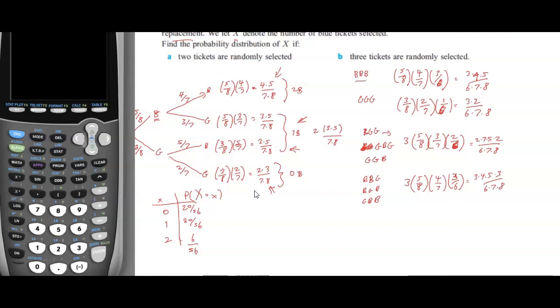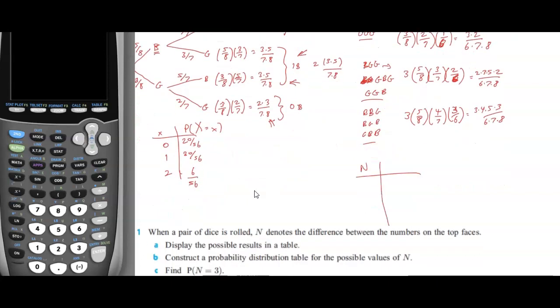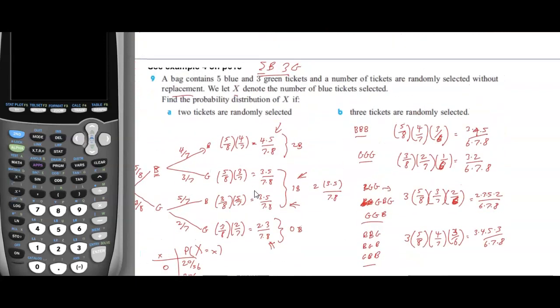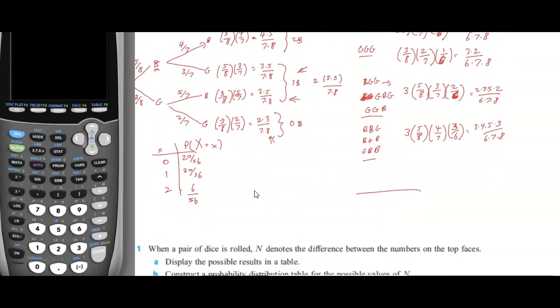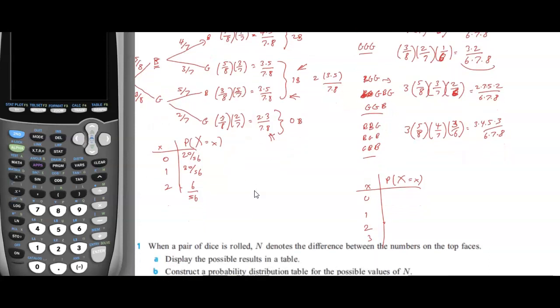3 blues, 2 blues, 1 blue, or 0 blues. Now we can fill in the table. Probability that, what is it? Oh, X. Probability that random variable X is little x, 0, 1, 2, 3. So the probability of getting 0 blues is this. So it would be 6 over 6 times 7 times 8. 6 times 7 times 8 is 336, so it would be 6 over 336.